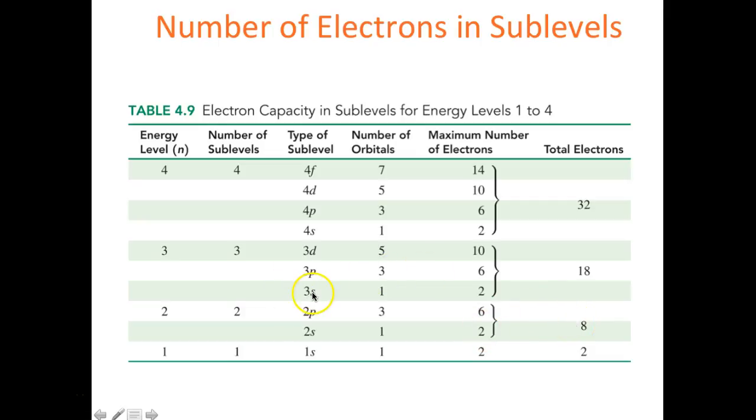And then for the third level, it's s, p, and d. 1 orbital for s, 3 for p, 5 for d. So 2 plus 6 plus 10 gives you 18. And then you have s, p, d, and f for the fourth level, so 1, 3, 5, and 7. That's a total of 32.